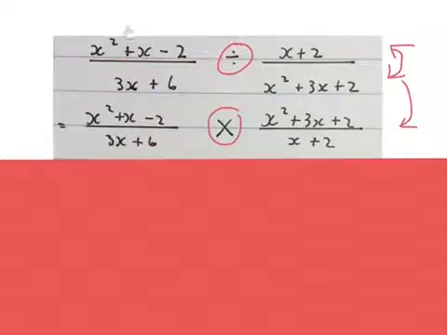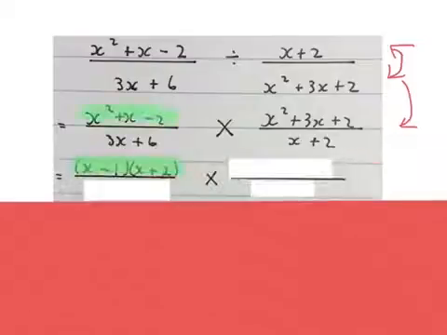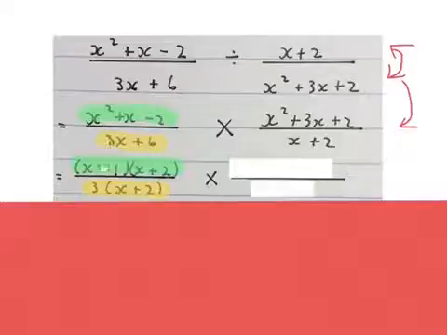Now this fraction that we had in the beginning was changed into a multiplication sum. This stayed the same, this became a multiply, and these two swapped around. Next, we factorize all four of these positions. When you factorize this trinomial, it will look like this. When you factorize this bottom, you'll take out a common factor of 3, and you say 3 times x is 3x, 3 times 2 is 6.